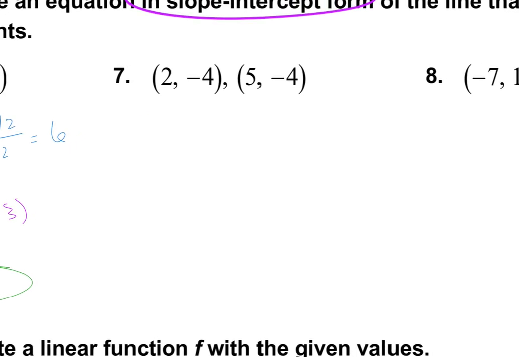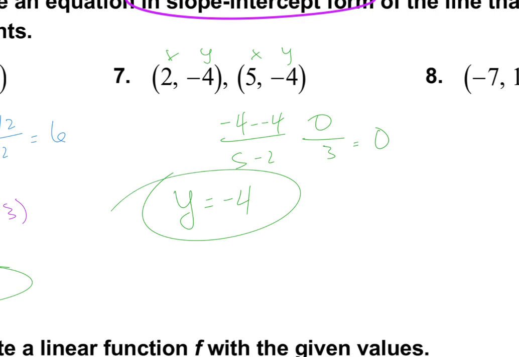Number 7, x, y, x, y. The y's are exactly the same. That means I have 0 rise, and I will have all sorts of run, because 0 divided by anything is still 0. So my rise over run, my slope, this is a horizontal line. So this is y equals negative 4.